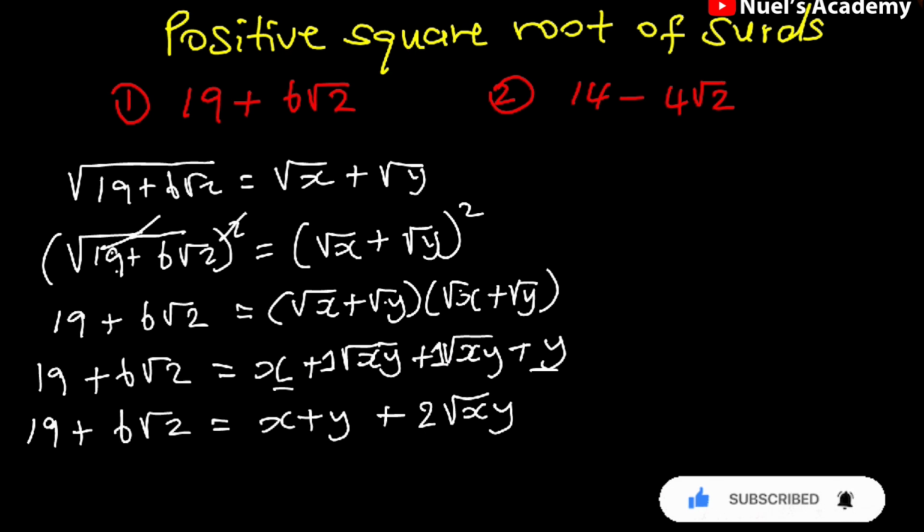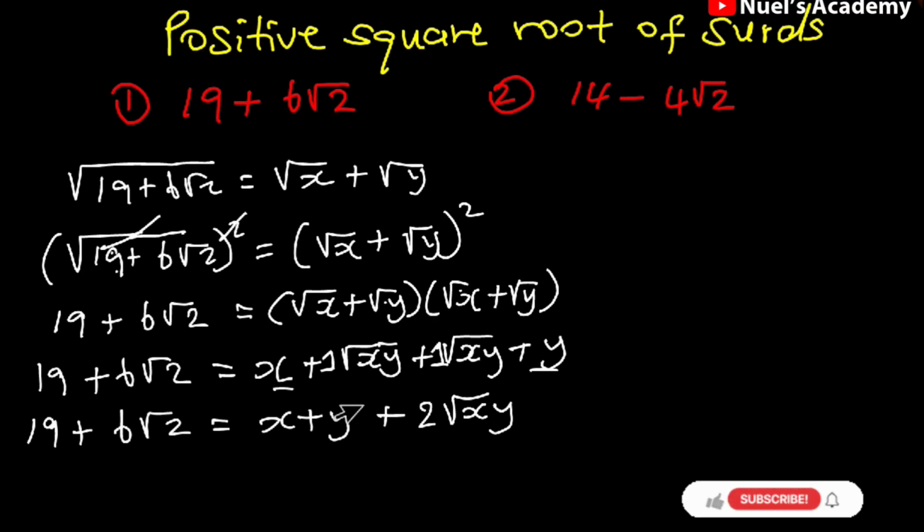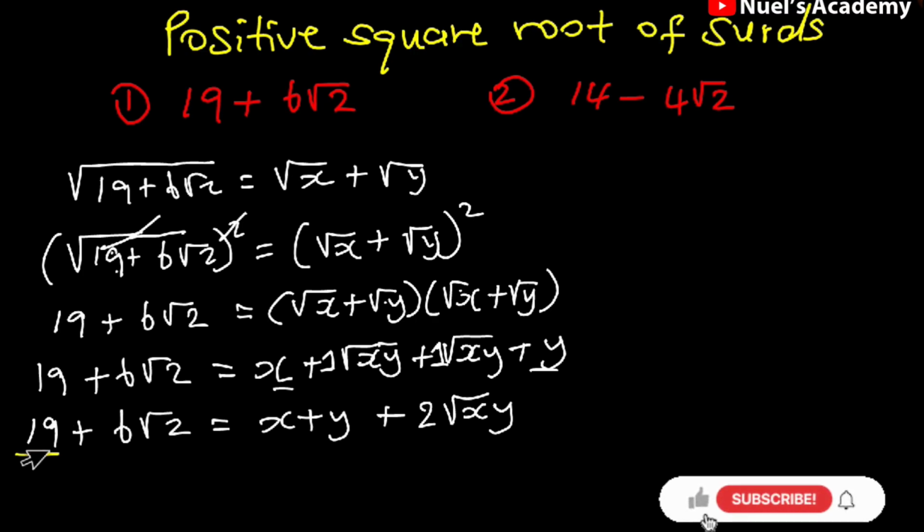So if you look at this left hand side and right hand side, you see that this 19 is similar to this x plus y because they are the two rational parts of the surd. And then we have 6 root 2 and then 2 root xy, which is the surd part. So we are going to equate this 19 and x plus y, which is the rational part, and then equate 6 root 2 and 2 root xy, which is the surd part. So let's do that right away. So we're going to equate, we have 19 equal to x plus y.